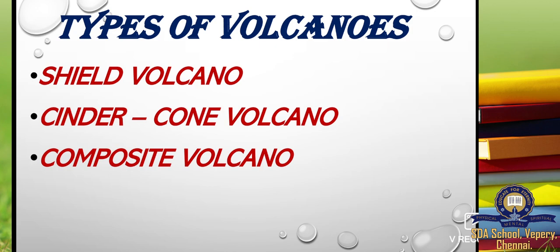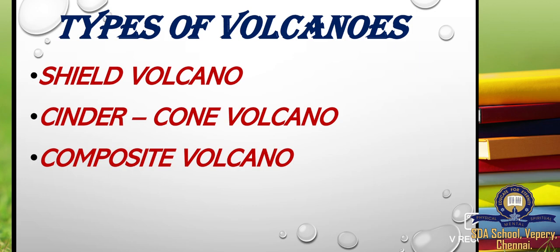Next, composite volcano. Composite volcanoes are made of alternate layers of lava, cinder and ash. They are also called as stratovolcano. St. Helens in USA is an example of composite volcano.